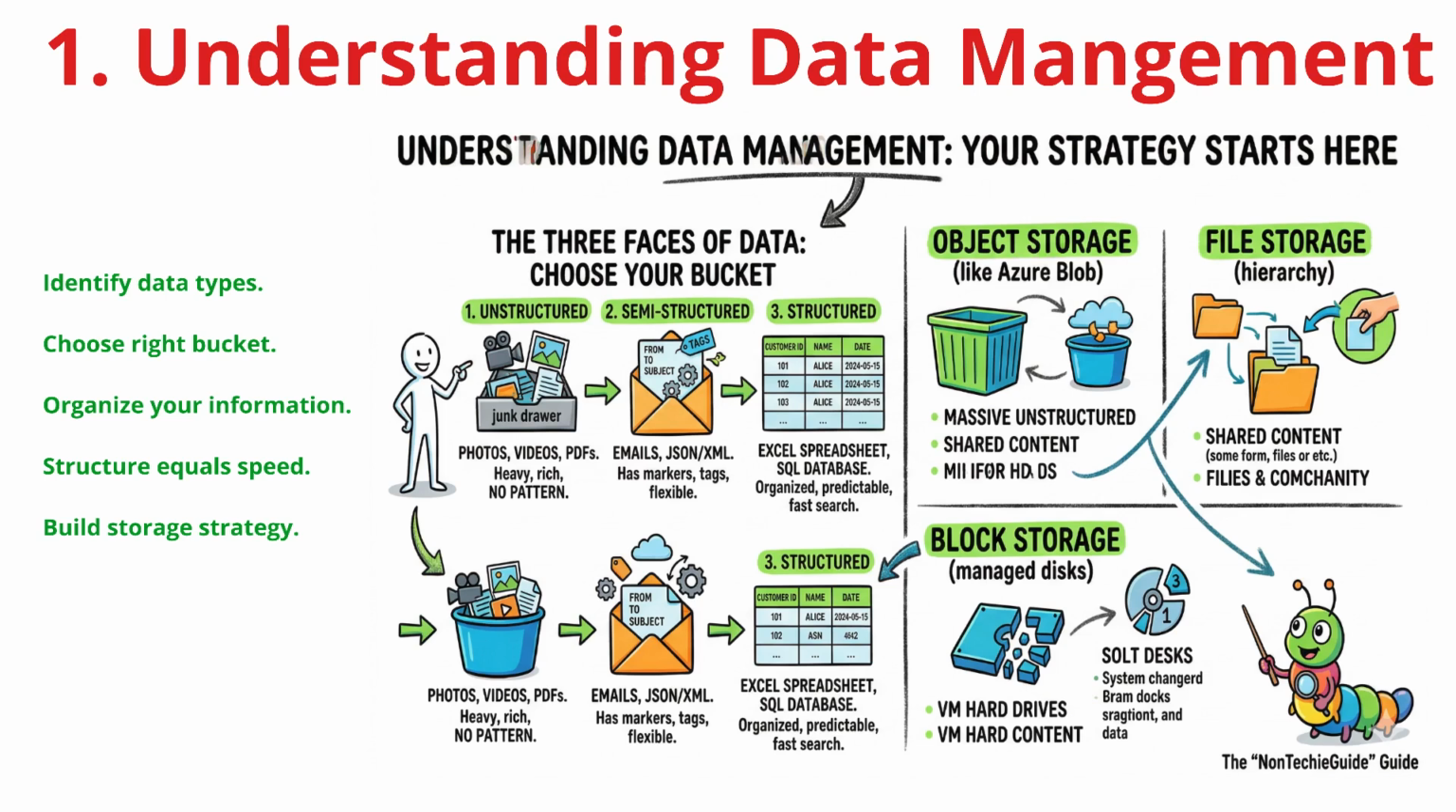Once you know your data type, you need a sophisticated storage strategy. For massive unstructured data, use object storage. Think of it as a huge tub for shared content. For a classic folder hierarchy, choose file storage. And for your highest performance needs, like virtual machine hard drives, you need block storage for solid, reliable disks. By pairing the right data with the right storage, you are no longer just storing information, you are creating a sophisticated strategy to keep your digital life running smoothly.